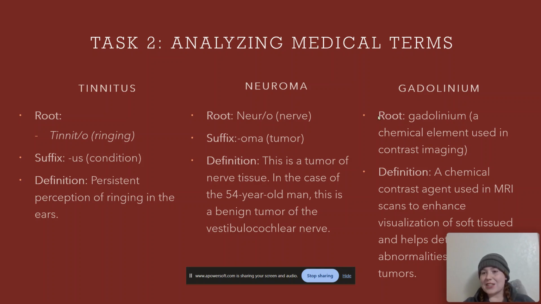The next word that I wanted to do was gadolinium, which is a chemical element used in a contrasting image, which is mainly used in MRI scans, as it enhances the visualization for soft tissues and tissues in general. So then we can be able to differentiate abnormalities in the tissues, such as tumors and tears in other conditions.